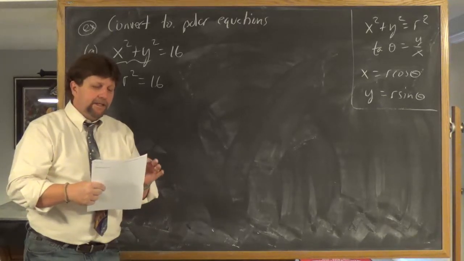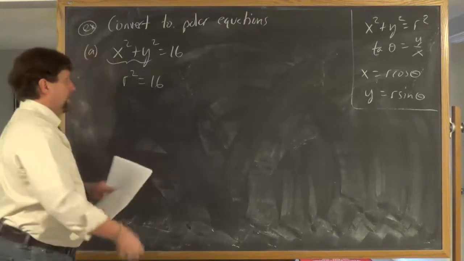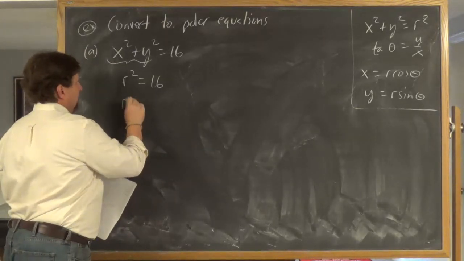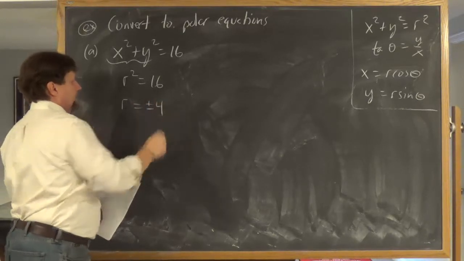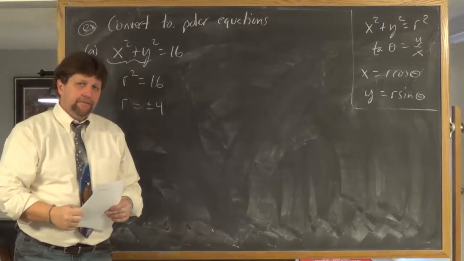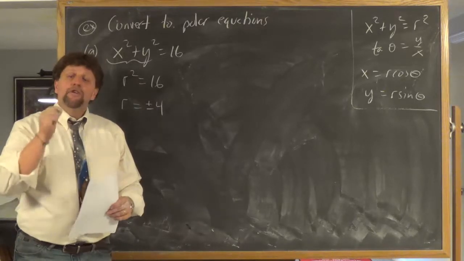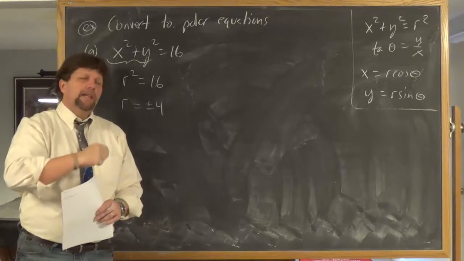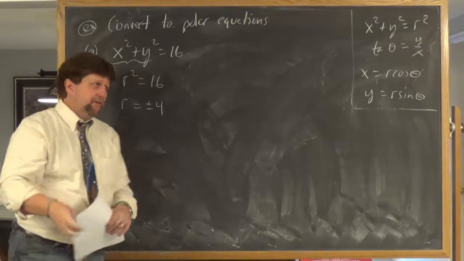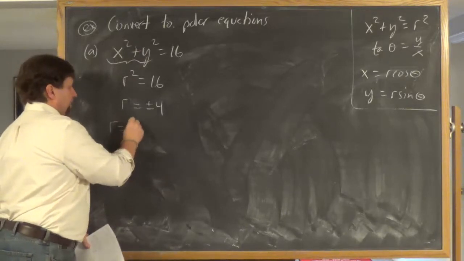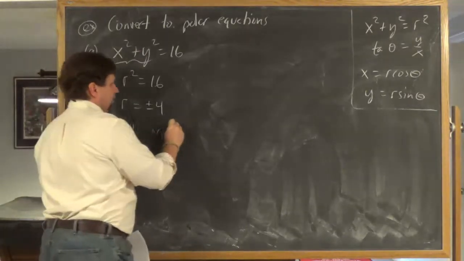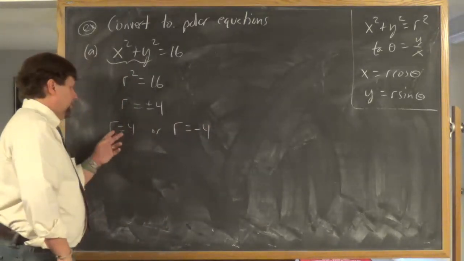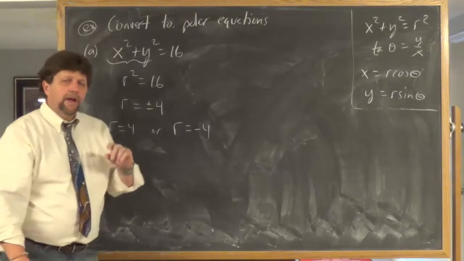Now what you could say here is you take the square root of both sides and you would get r equals plus or minus 4. That would be fine. You could even say, and you'll see why in the next section when you start graphing polar equations, that r is 4, or you could say r is negative 4. The preferred would undoubtedly be the positive, r is 4. And think about why.